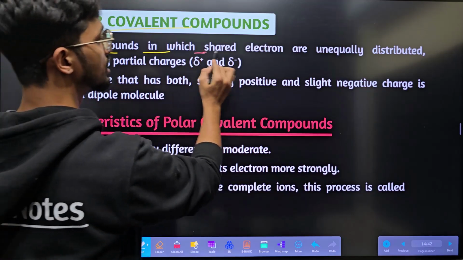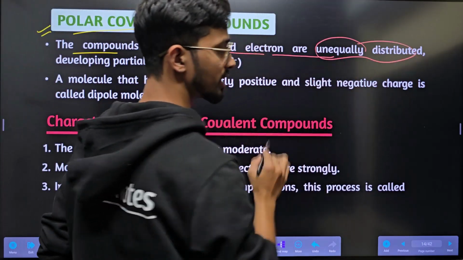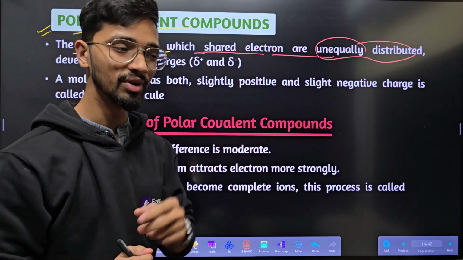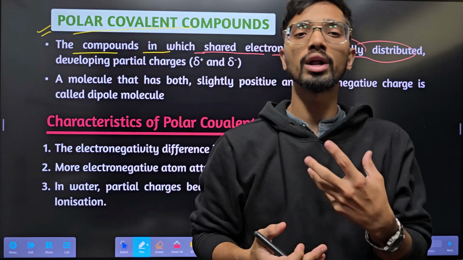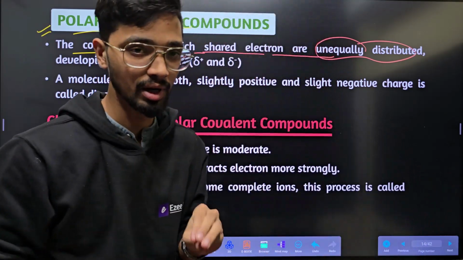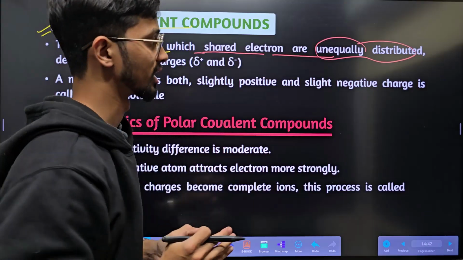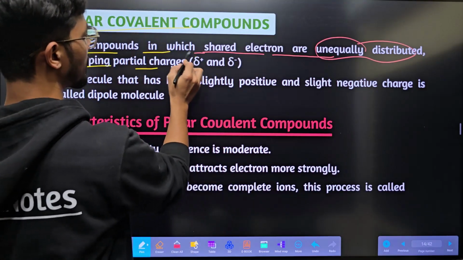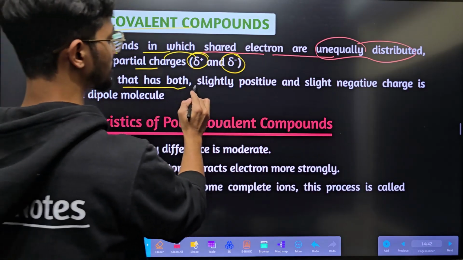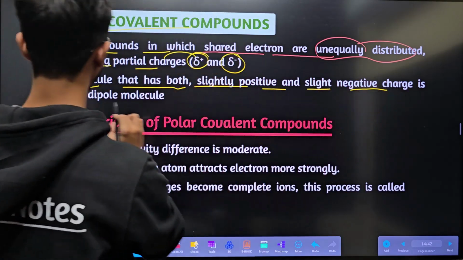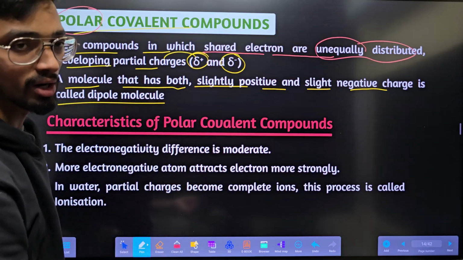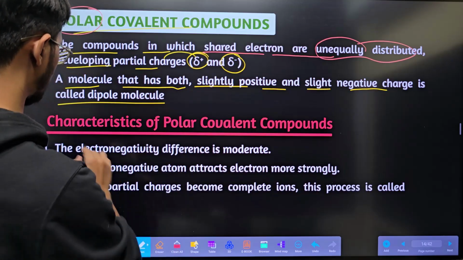Next, polar covalent compounds. Simply, the compounds in which shared electrons are unequally distributed, right? I just explained about water, between hydrogen and oxygen. The more electronegative atom will pull the electron towards itself a bit more compared to the less electronegative atom, developing partial charges, delta positive and delta negative. A molecule that has both slightly positive and slightly negative charge is called a dipole molecule. Polar compounds can also be called dipole molecules.